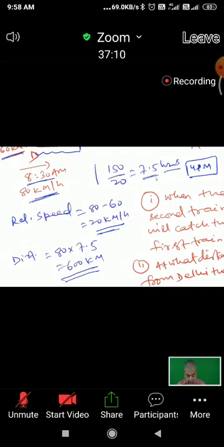Okay, so that is the answer. 4 p.m. is the answer for the first question. 600 kilometers is the answer for the second question.